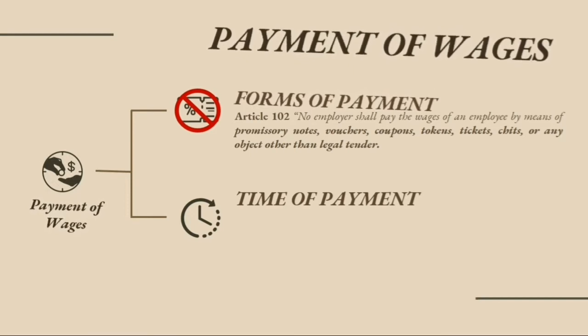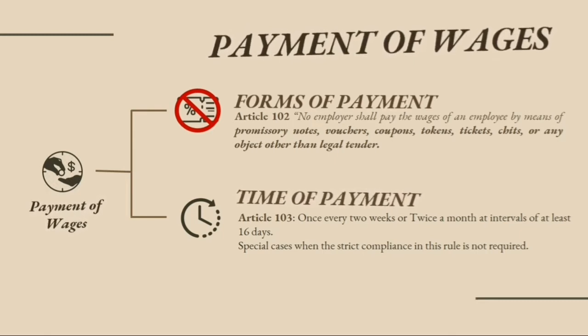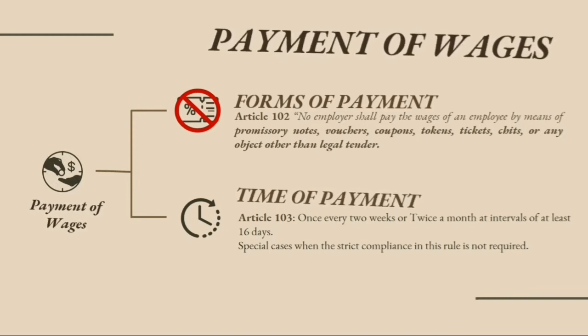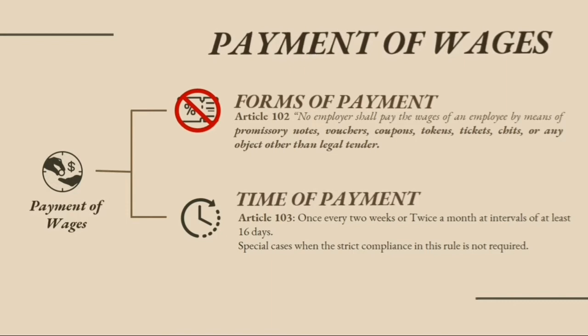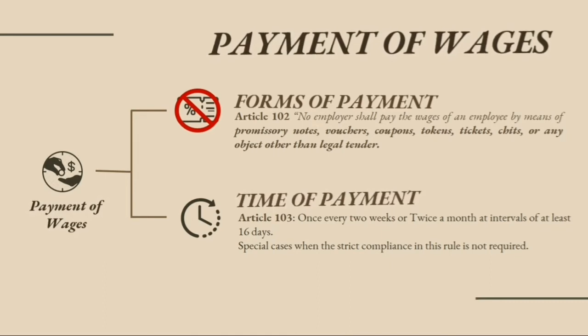Now, how about the time of payment of wages? So, Article 103 provides that it is once every 2 weeks or twice a month at intervals of at least 16 days. Though there are some special cases when strict compliance with this rule is not required, such as some instances that are beyond the employer's control, such as but not limited to strikes or riots or existence of war, fire, floods, or typhoons, or other catastrophes. So in those cases, class, there might be some changes in the time of payment of wages. And also if the employees are engaged to perform a task which cannot be completed in 2 weeks, and there is also the absence of a collective bargaining agreement.